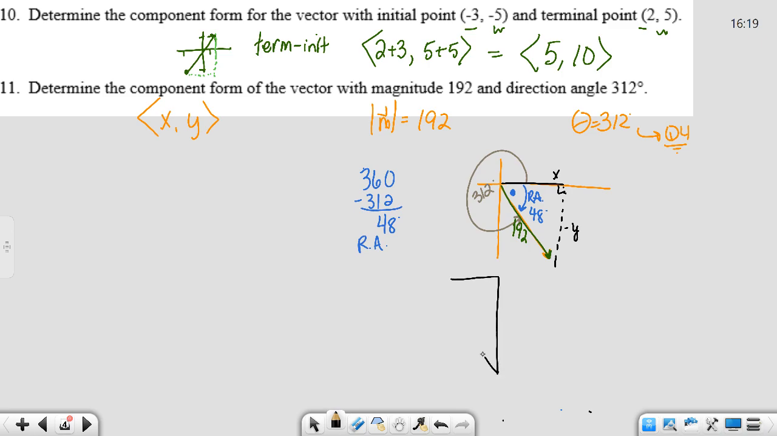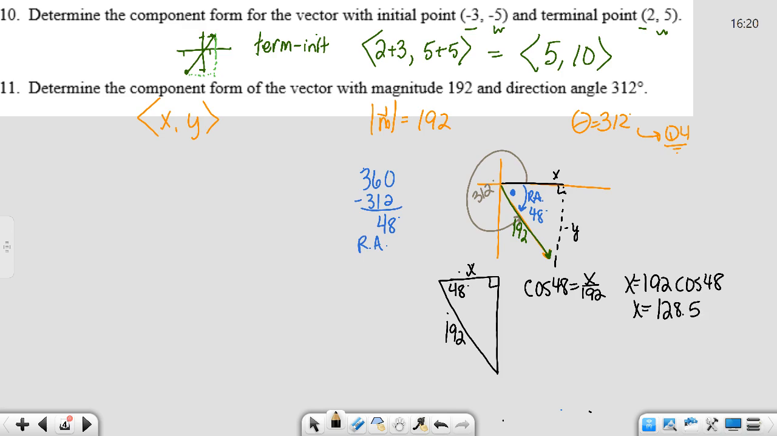There's my x, there's my y, right angle. This is 48 degrees. I have a hypotenuse length, which is our magnitude of 192. So in order to solve for x, I could use cosine. I have the adjacent and the hypotenuse. So cosine of 48 degrees equals x over 192. Therefore, x is 192 multiplied by cosine of 48 degrees, which gives us 128.5.